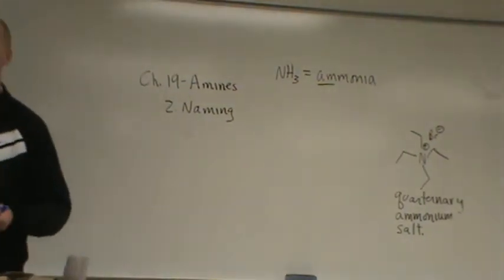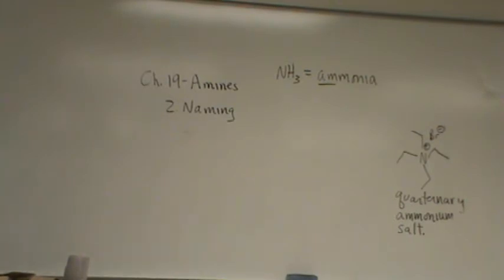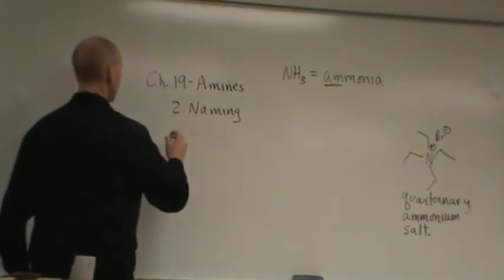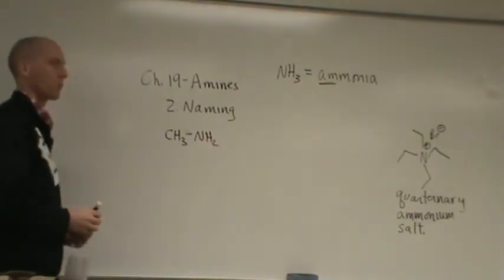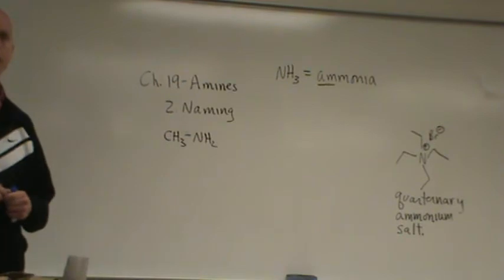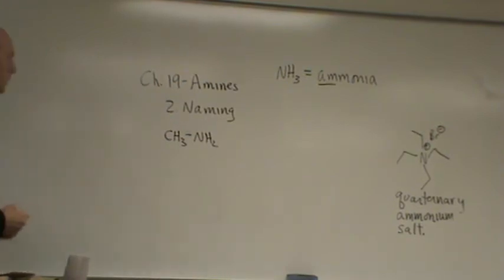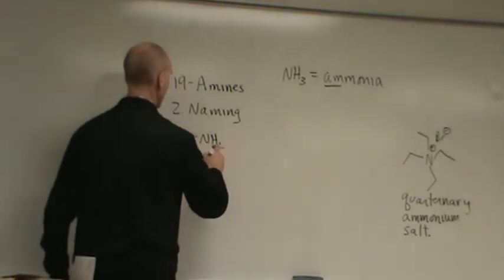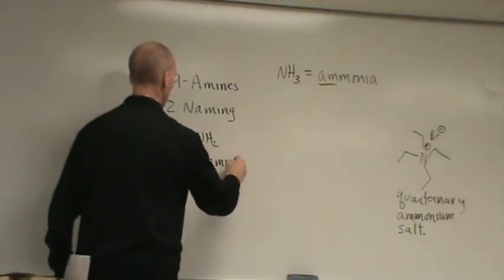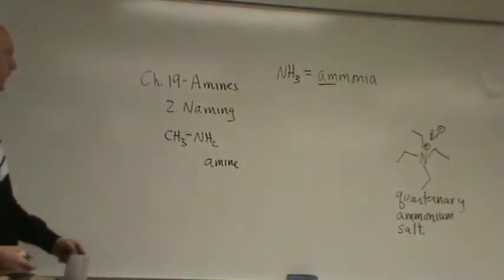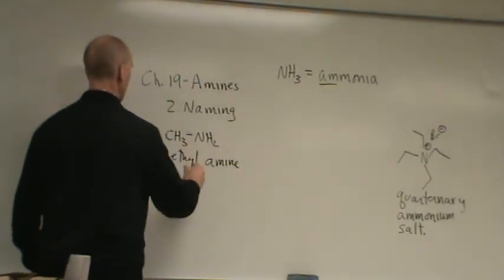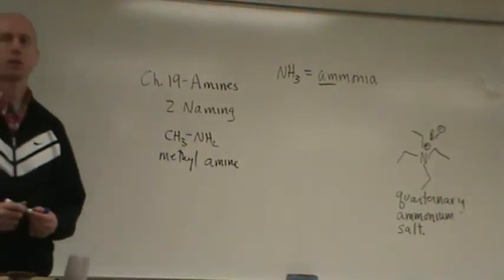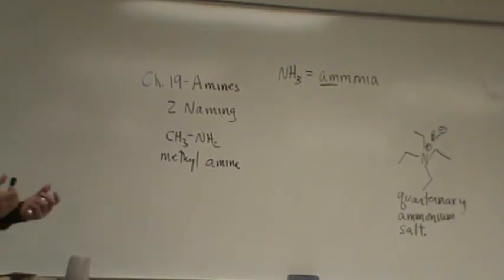We're going to go through a bunch of naming here of different kinds of amines. Let's start off with the simplest ones first. Suppose we looked at that one. These are very simple to name. You see a nitrogen, so it's an amine. But we have what? A methyl group. So we just call that methylamine. Pretty simple.